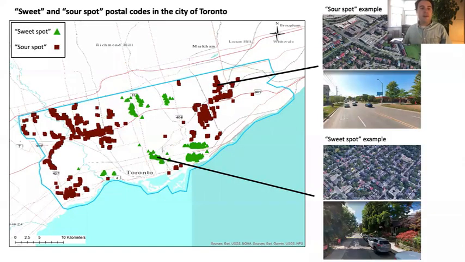The next three maps that I'll show illustrate the distribution of sweet and sour spots in each city. In this map of Toronto, dark red are sour spots. So these are areas where NO2 concentrations are in the top tertile and greenness and walkability values are in the bottom tertile. And green areas are postal codes of low air pollution, high greenness, and high walkability, or sweet spots. I also added randomly selected Google Street View and satellite images to give examples of what sweet and sour spots look like in each city.